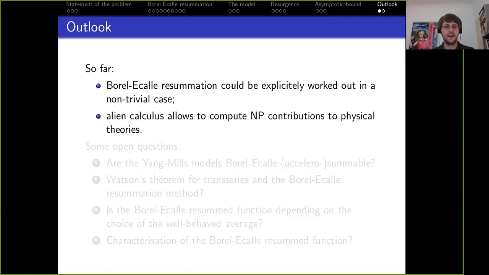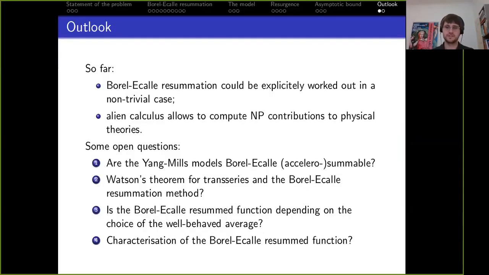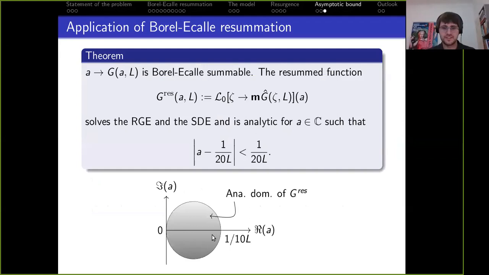Of course, from there is a lot of open questions. So let me list some. Excuse me, just a question. Do you expect anything special happening at A equals 1/10L? Not really. The point is, this is probably not an optimal bound. So I think the analysis domain is actually slightly bigger. And I do expect something special to happen in the maximal possible bound.